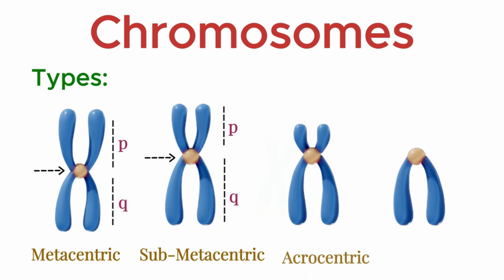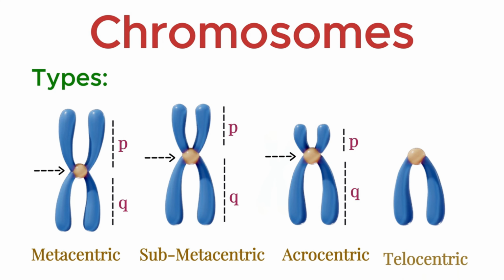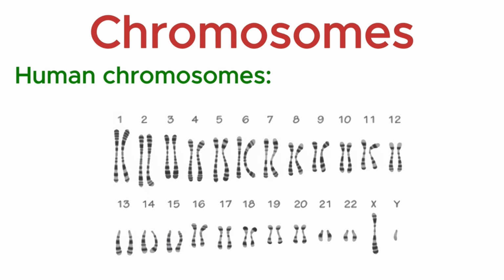Then comes the acrocentric chromosome. In this type, the centromere is located very close to one end, making one arm extremely short and the other very long. And finally, the telocentric chromosome. The centromere is positioned at the very end of the chromosome. It appears to have only 1 arm. It's important to note that telocentric chromosomes are not found in humans, but they are present in some animal species like mice. Speaking of humans, humans have 23 pairs of chromosomes.